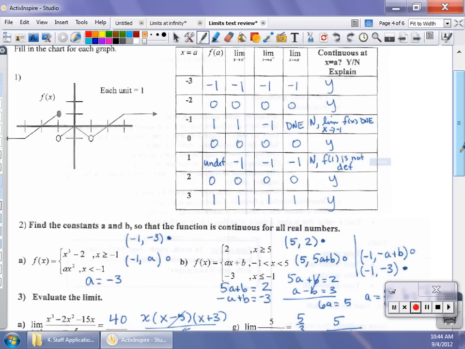Well, we have kind of a case right here at negative 1. The actual y value, f of negative 1, is 1, but the limit does not exist because as we approach from the left and the right side, we're not getting the same y value. So the function is not continuous there because the limit as x approaches negative 1 of f of x does not exist.